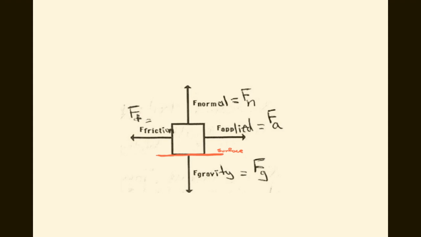Now, the key thing to remember for F normal is that it is always perpendicular to the surface, not the object, perpendicular to the surface. Whereas F gravity is always straight down from the object. You'll see depictions of this later, but just a heads up.